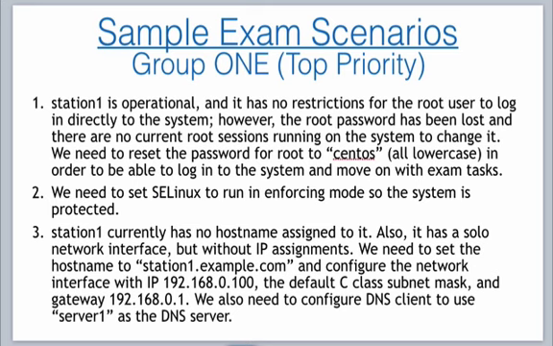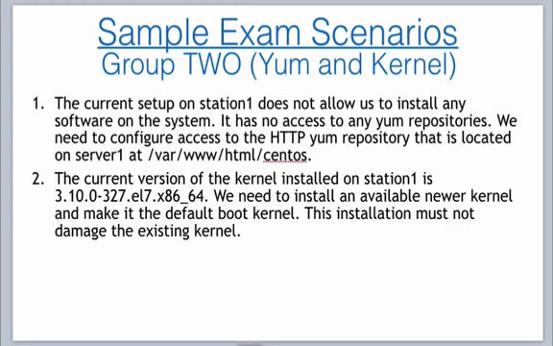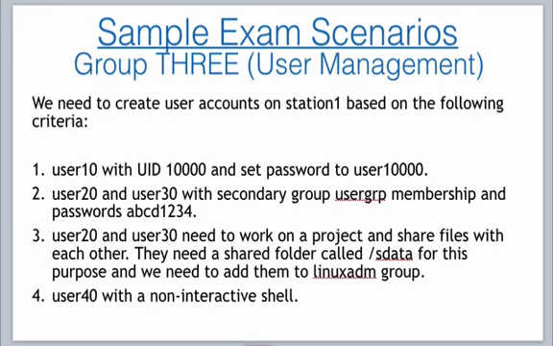Group 1 has 3 top priority tasks related to resetting the root user password, activating SELinux in the enforcing mode, setting the hostname for the system, and applying IP assignments to the unconfigured network interface. Group 2 includes questions related to configuring a YUM repository and installing a newer kernel. There are 2 items in this group. Group 3 has 4 tasks and are related to user creation with custom criteria and group collaboration.